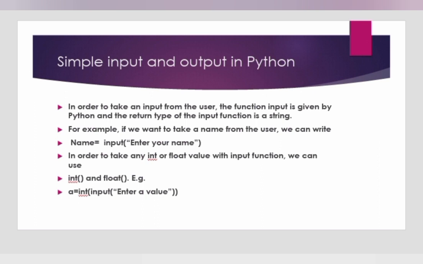Suppose if you want to take the name of a user, you can directly write name is equal to input, enter your name. So automatically whatever name you are going to give is stored in a string. But if you want to take the input of an integer or a float, you will have to use typecast operators like float or int. So you will have to write int bracket mein input, enter a number, right?